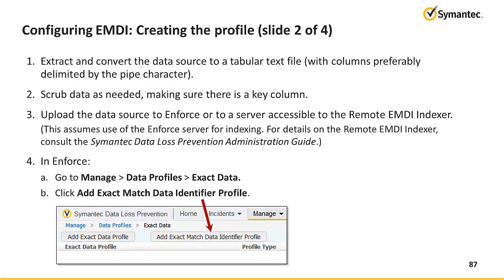Here are the steps for creating an EMDI profile. First, extract and convert the data source to a tabular text file, with columns delimited by the pipe, tab, semicolon, or comma character. Pipe is the preferred delimiter, and note that if your data source fields contain numbers, you should not use the comma delimiter. Secondly, scrub the data in the text file as needed, making sure there is a key column.